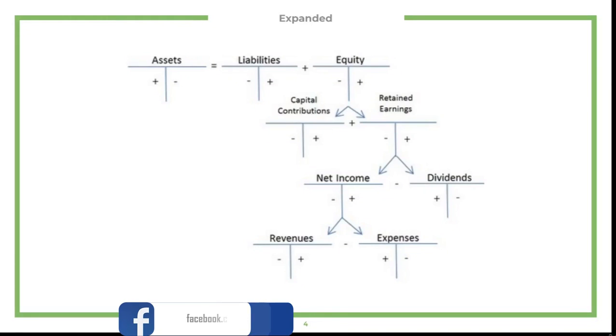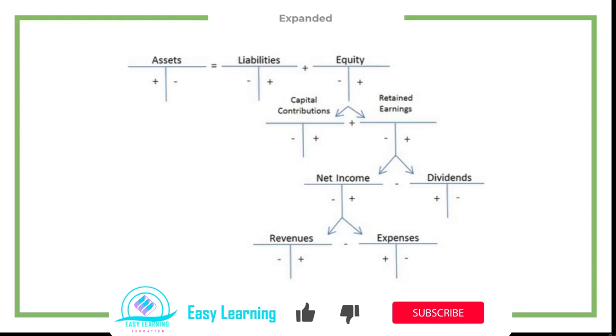And here's the accounting equation expanded. So we start with our simple assets equals liabilities plus equity equation. And we can break up equity into capital contributions, retained earnings, and we can break up retained earnings into net income and dividends. And we can break up net income into revenue and expenses.